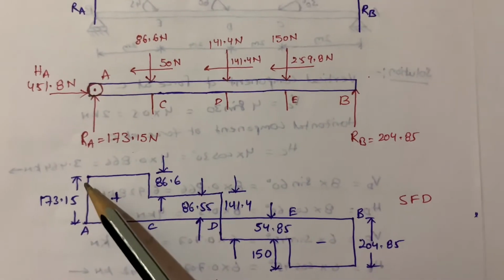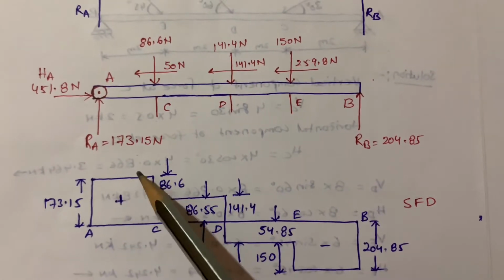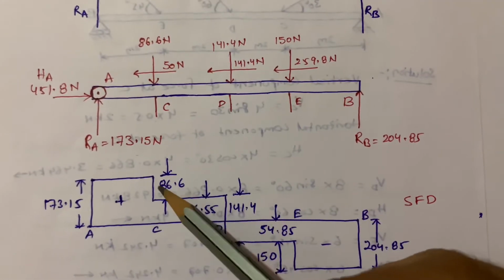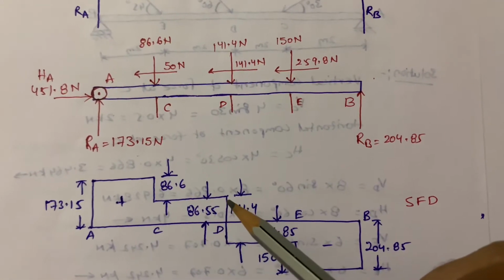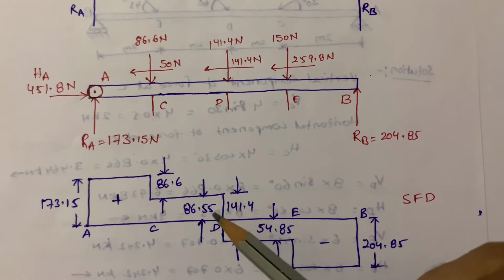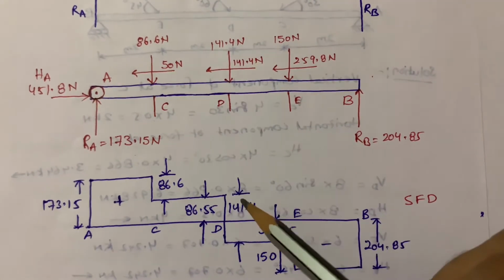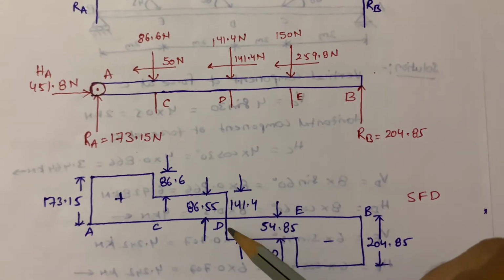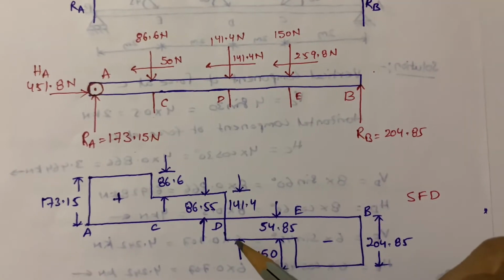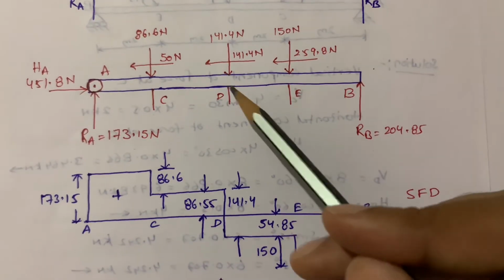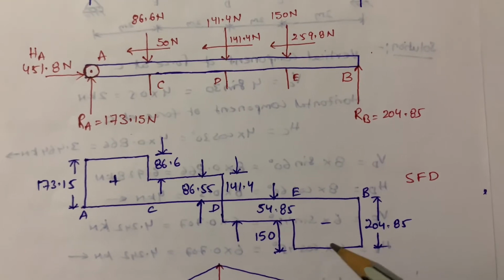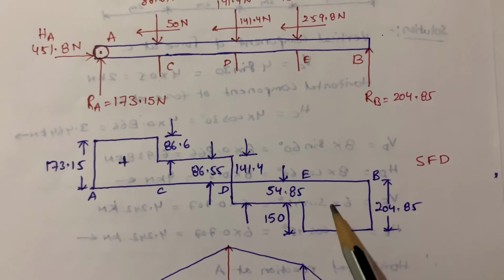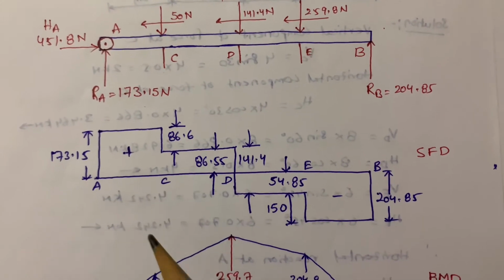So in the SFD here, first I got 173.15 newtons, the RA value, positive, and there are no loads in between, so up to here it is constant, and 86.6 it goes down, and next up to here 86.55, the value from C to D, and next 141.4 it drops here, and next 54.85 is the value, and next 204.85. Okay, so this is the shear force diagram. This is the negative axis and this is the positive axis.